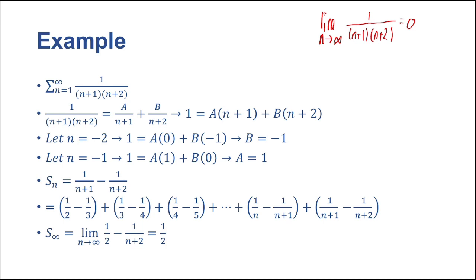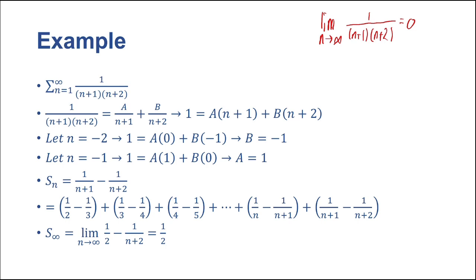So we get 1/3 minus 1/4. And then we'll do the same with the third term. So we get 1/4 minus 1/5. And then we keep on going, and then we're going to get to some point where we're at 1 over n minus 1 over n plus 1, and then we have the last term, 1 over n plus 1 minus 1 over n plus 2.